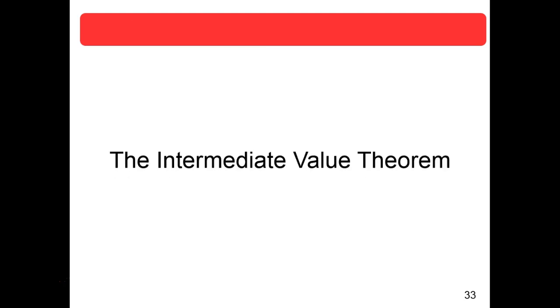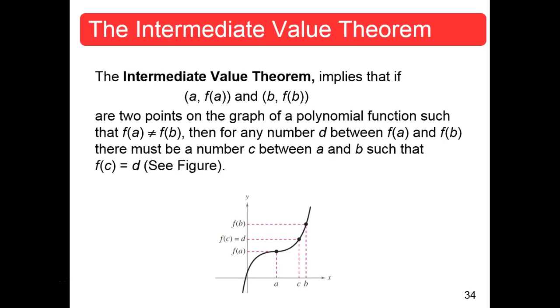Now we're at the intermediate value theorem. The intermediate value theorem implies that if f of a, which is pick an x value of a, plug it into the function, you get f of a. So this is your xy pair, right? And b, pick another x value, b, plug that into the function, f of b, that gives you your y for that b. If these are 2 points on the graph of a polynomial function, now here's the requirement.